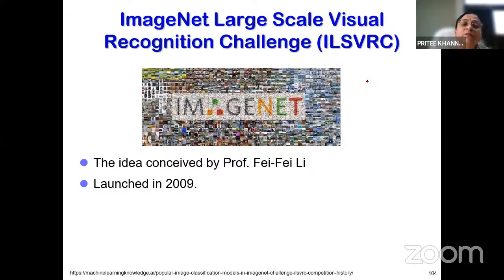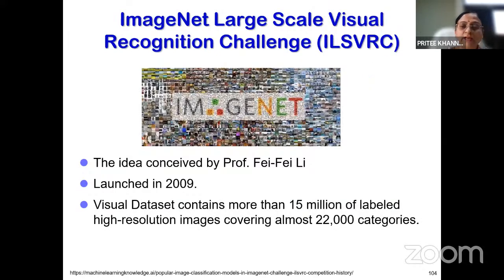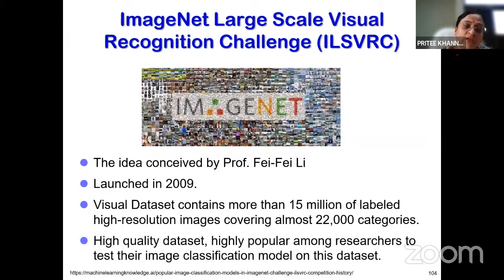When she collected that data set, this challenge was launched in 2009. This visual data set now contains 15 million labeled high resolution images of 22,000 categories. It has a hierarchical structure. At that time there was WordNet, in which words are arranged in a hierarchical structure, and she got the idea to put it to use on images, so this has become a very high quality data set.